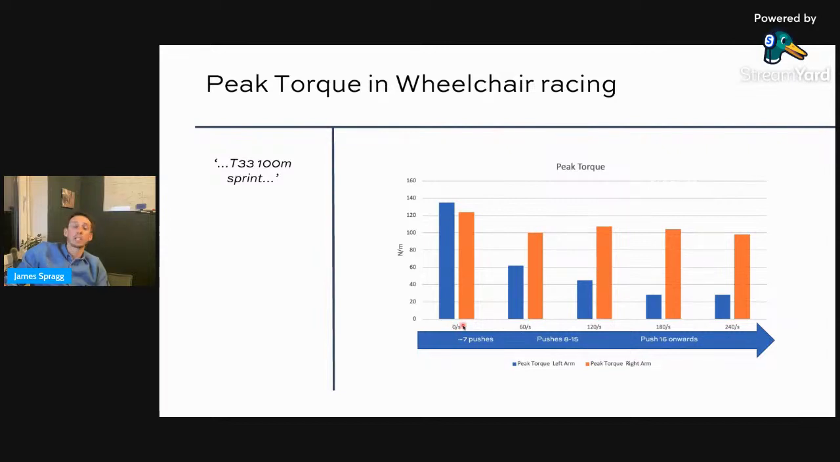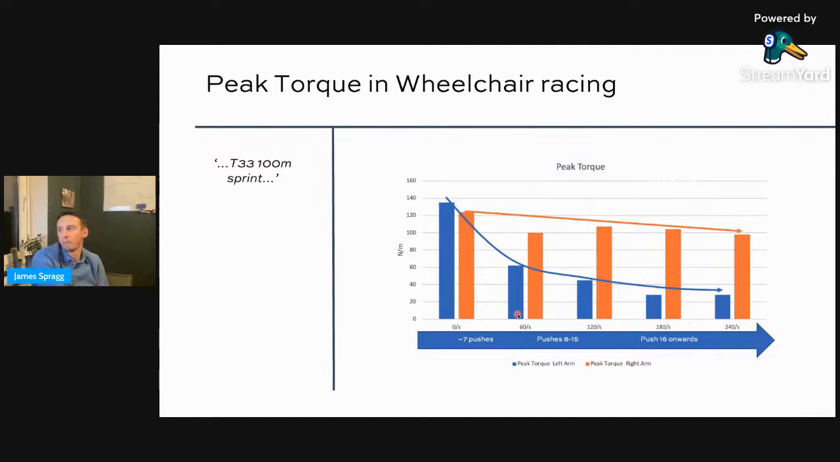Obviously the 0 is that initial push when the wheelchair is static, and then the first 7 pushes took us up to about 60 degrees per second. The next, 8 to 15, took us up to 120, and from 16 onwards we were up around 120 to above 180, possibly up to 240 degrees per second. We saw some interesting things. With the right arm, we saw a relatively flat profile. But with the left arm, we saw a real difference in the amount of force they could apply at those speeds.